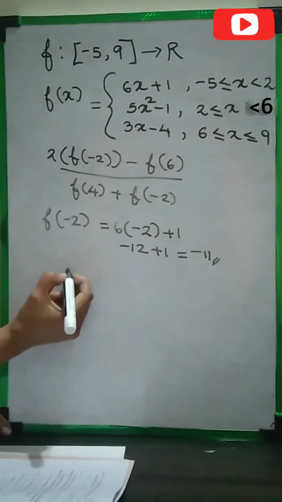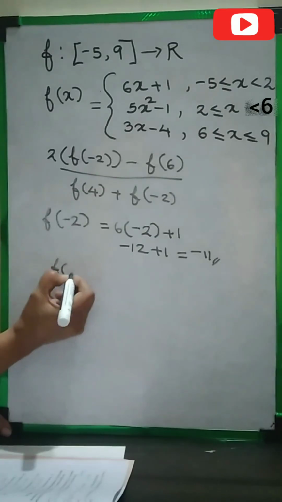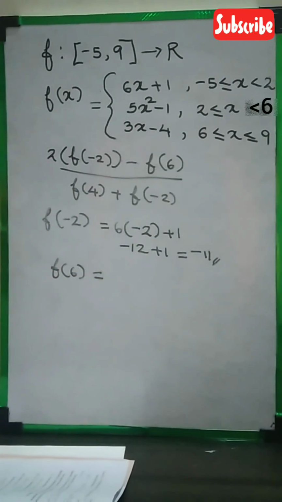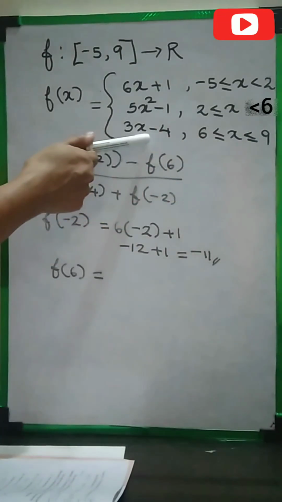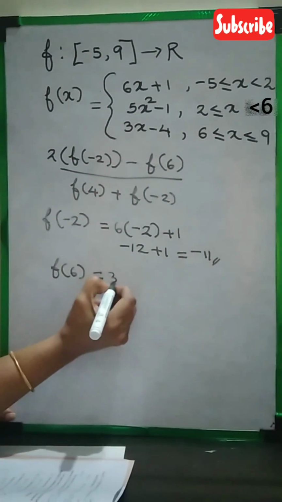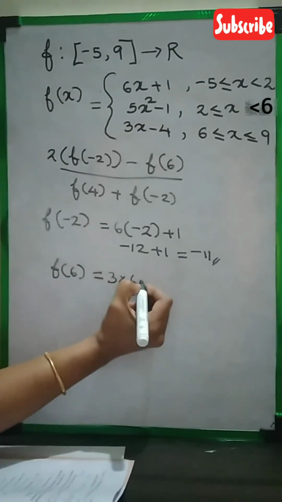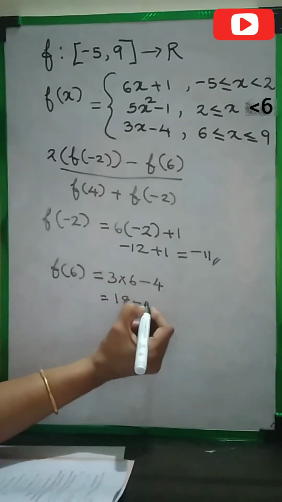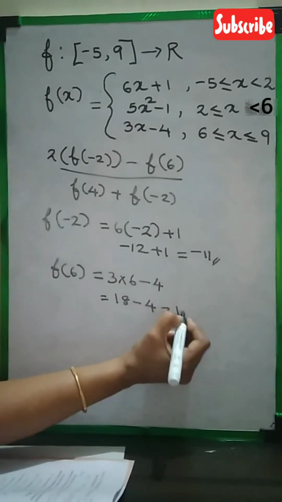Next one, f of 6. 6 comes in the last category, that is 3x minus 4. That is 3 into 6 minus 4, which is equal to 18 minus 4, that is equal to 14.